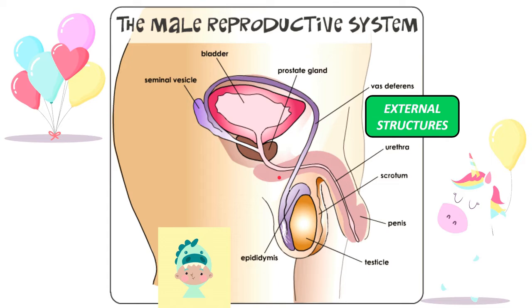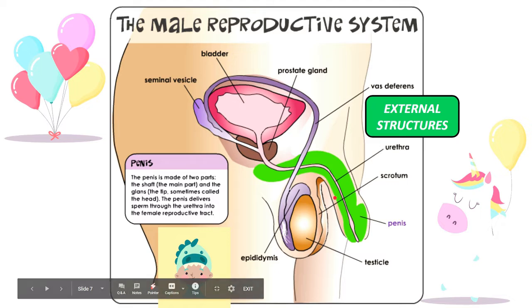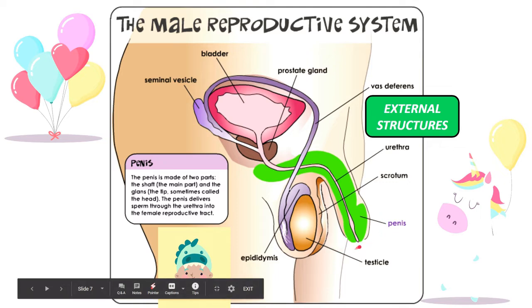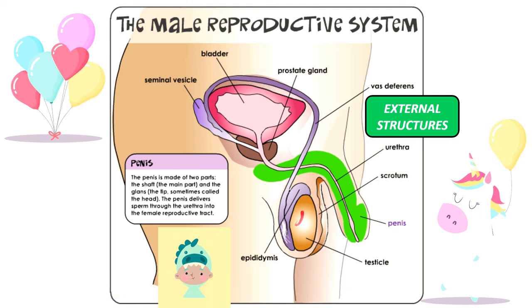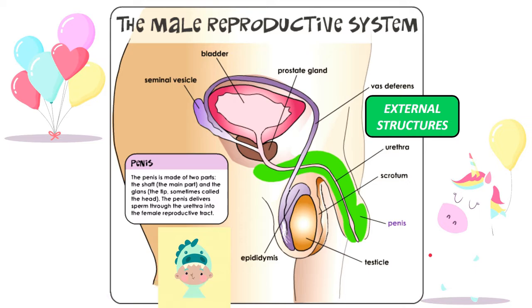So let's look at the external structures of the male reproductive system as well as their function. So this includes your penis. The penis is made up of two parts, the shaft and the glans penis, or the tip of the penis. The function of the penis is to deliver the sperm through the urethra of the male body into the vagina of the female reproductive system. This is the method by which the sperm cells coming from the testicles will eventually get delivered into the female reproductive tract.